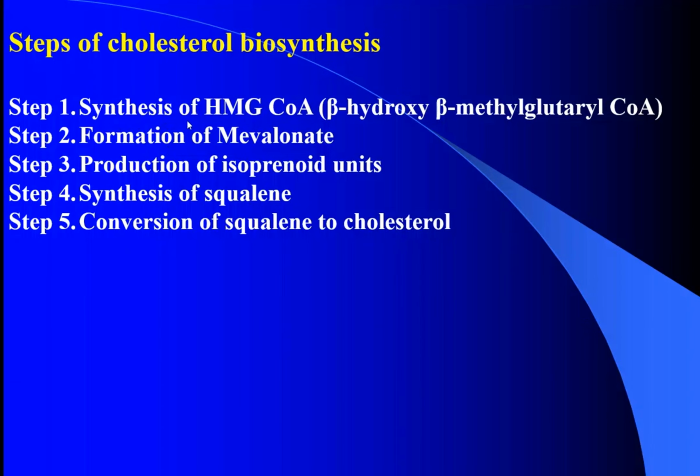So step 1 is the synthesis of HMG-CoA, that is beta hydroxy beta methyl glutaryl CoA. Step 2, formation of mevalonic acid or mevalonate. Step 3, production of the isoprenoid units. Step 4, synthesis of squalene. And step 5, conversion from squalene to cholesterol. These are the 5 steps which we will discuss elaborately in this lecture.